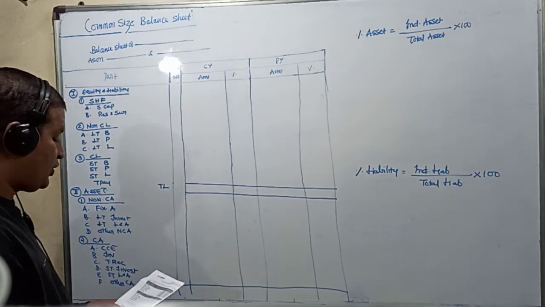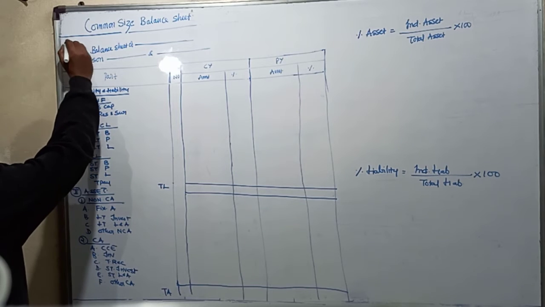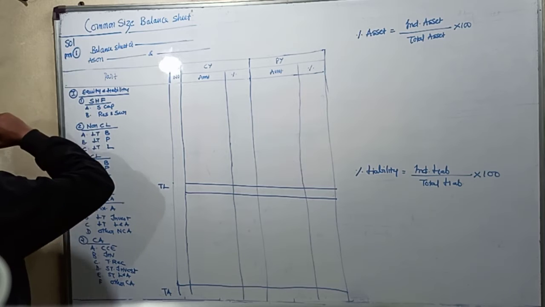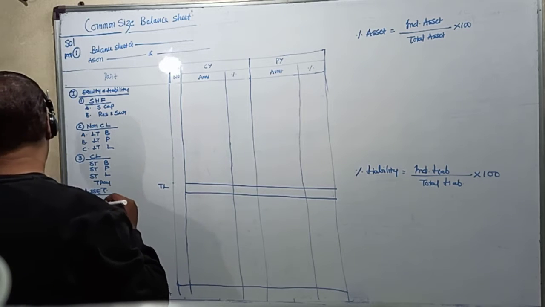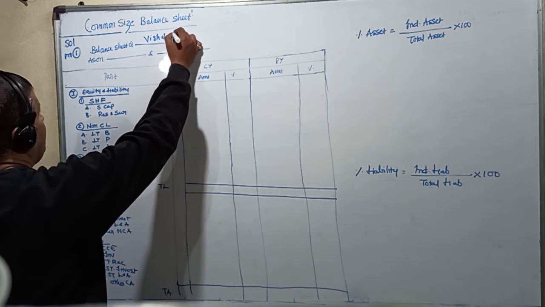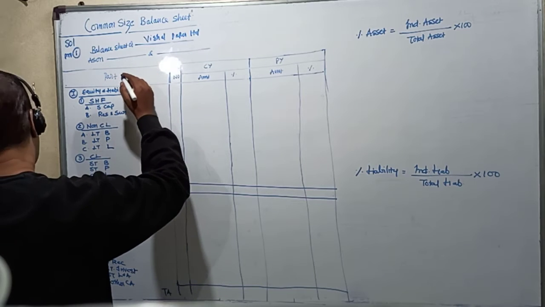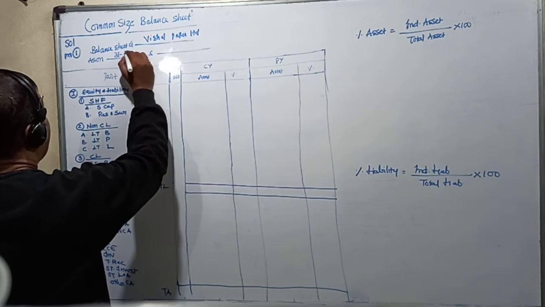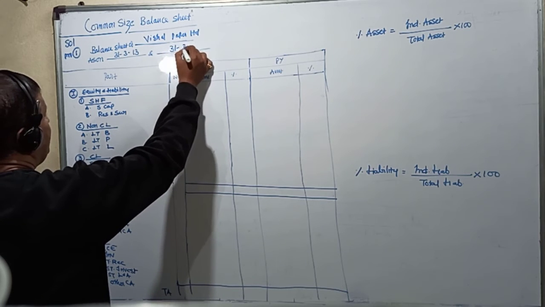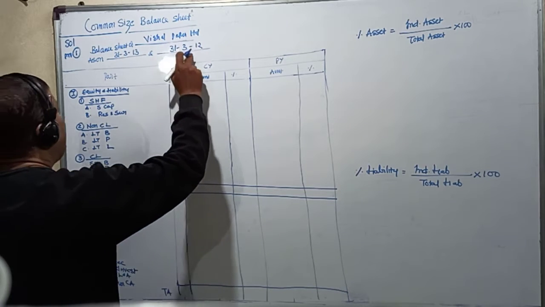And we start off with the problem. So first, this is the solution to problem number 1. Balance sheet of Vishal Paper Limited as on 31/3/13 and 31/3/12. Now you are taking one company and you are taking two different time periods.